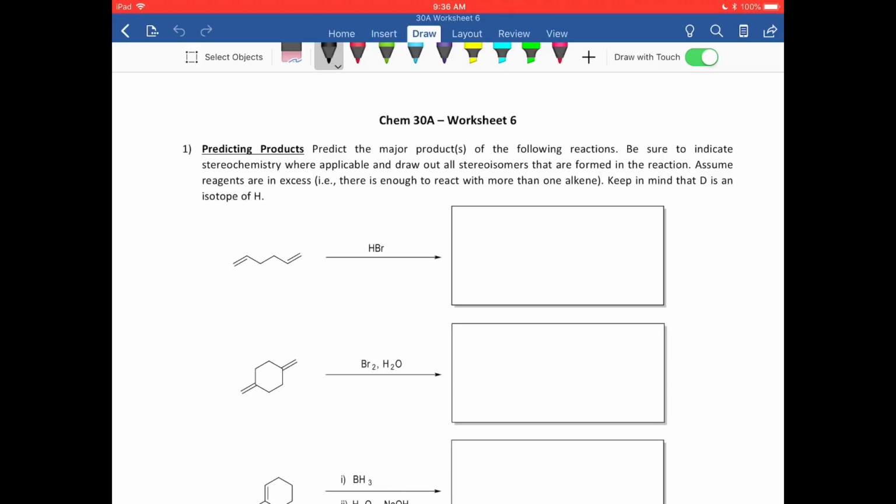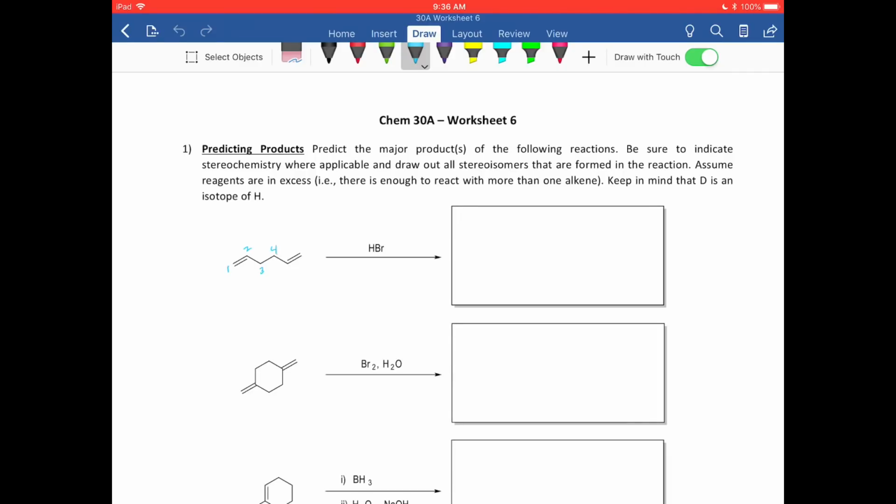The first one, we're adding HBr, and here in the instructions it says to assume all reagents are in excess, which means that there's enough of that reagent to react with any number of alkenes that might be in that structure. So for the first one, we have two different alkenes. We know the net result of adding HBr across a double bond like this is going to be to add the hydrogen to the less substituted carbon and then the bromine to the more substituted carbon.